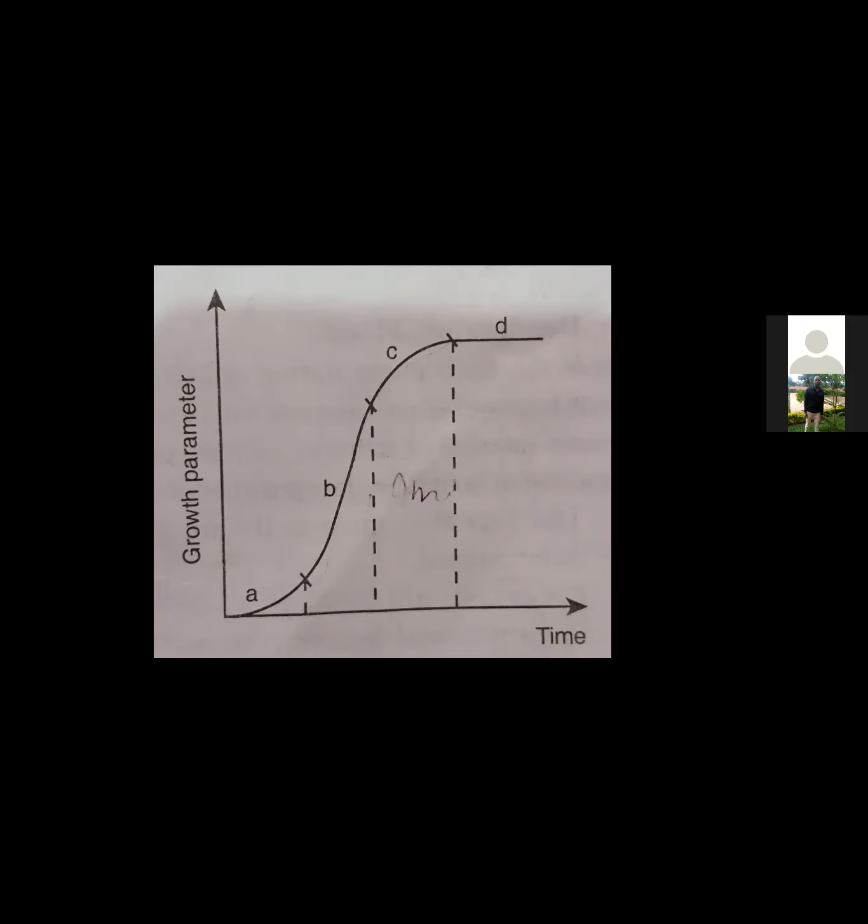The sigmoid curve does not apply to all organisms. For example, arthropods. In insects, growth takes place in intervals. If volume changes are plotted against time, a different curve is obtained, and this is called the intermittent growth curve.